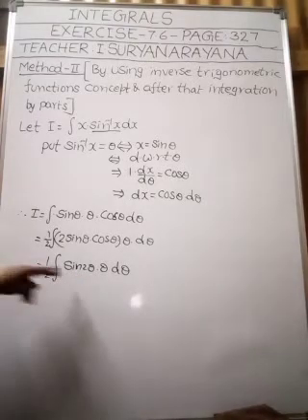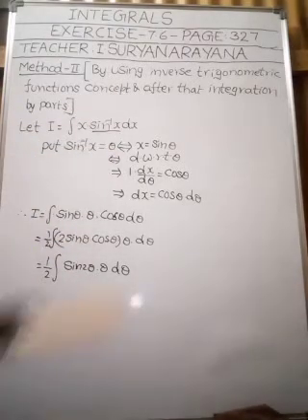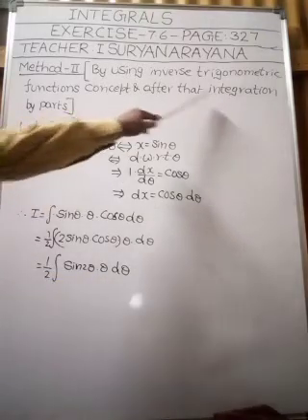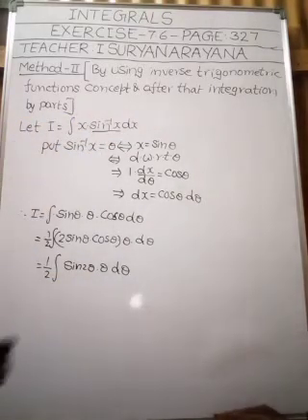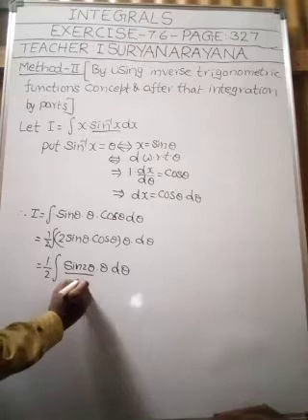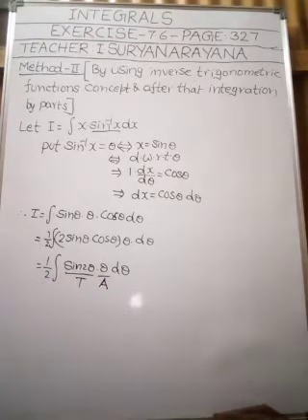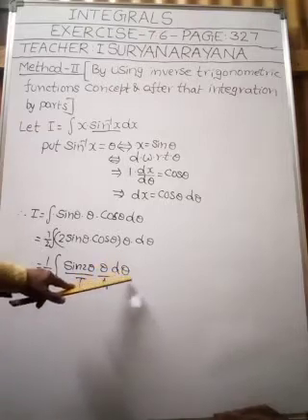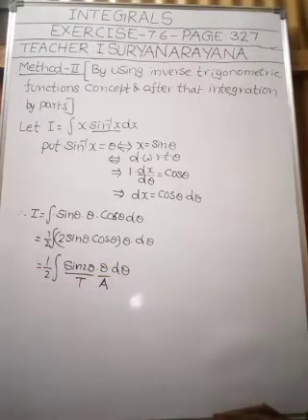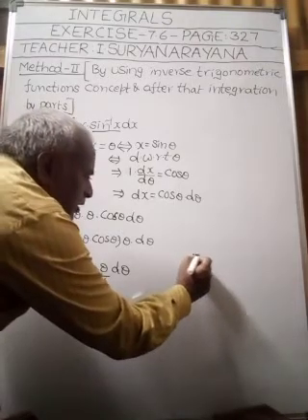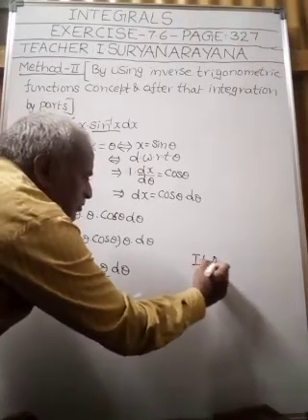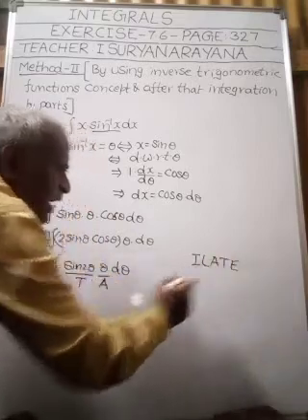Now we use the integration by parts. After this step, we use integration by parts. Here this is a trigonometric function and this is an algebraic function, because here the variable is theta. So theta is said to be algebraic. So you have to remember this word, ILATE.